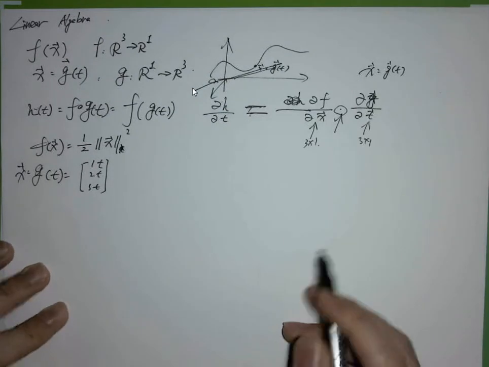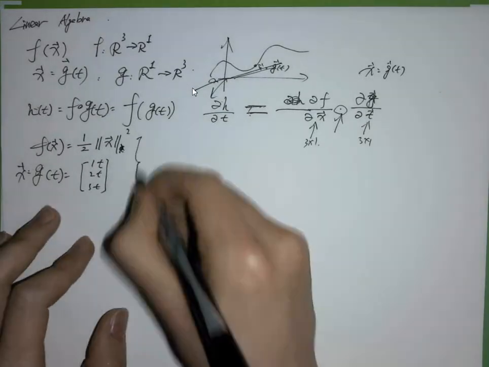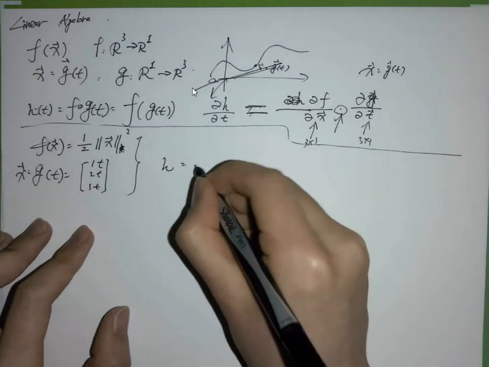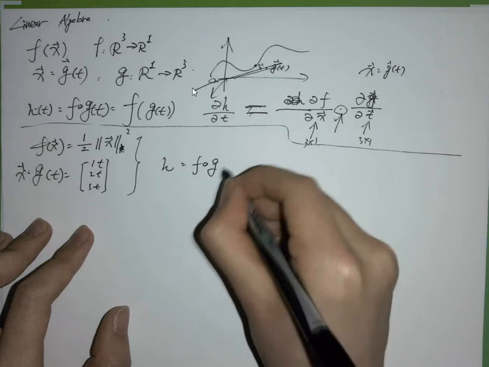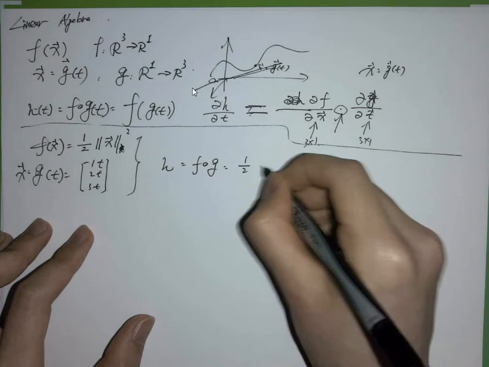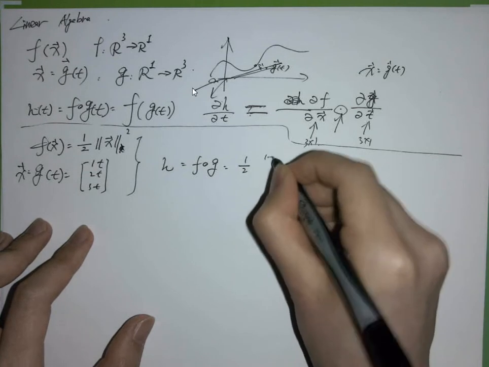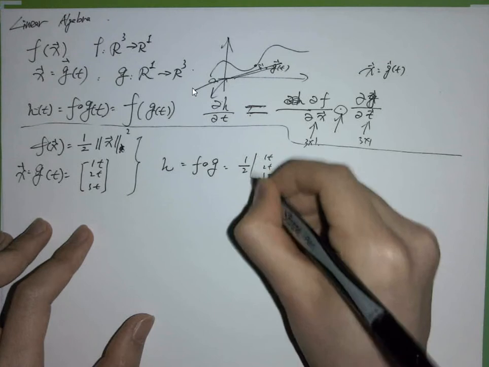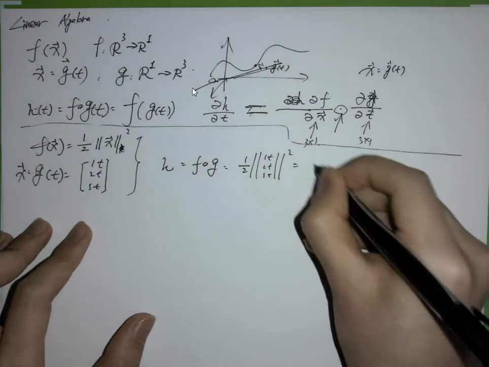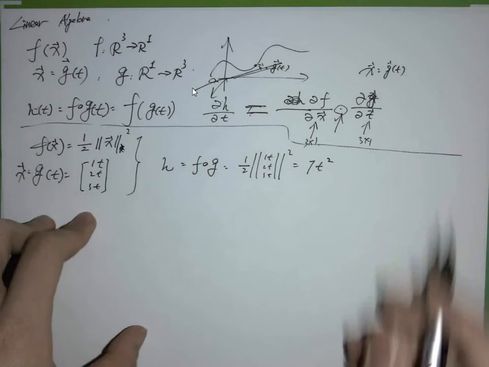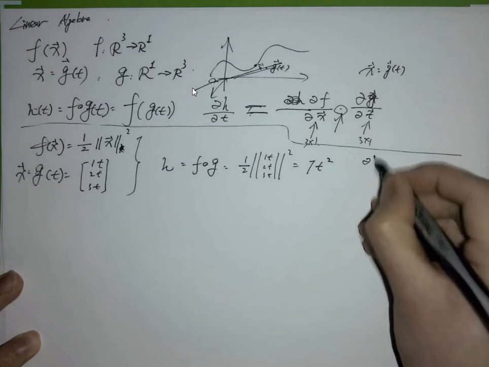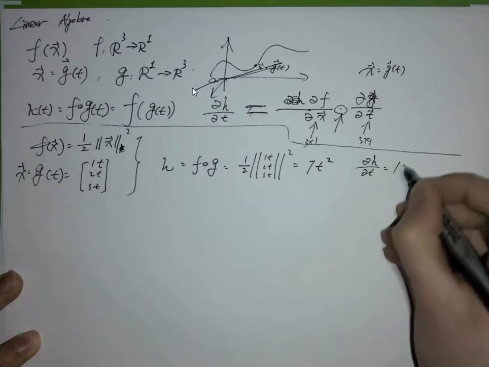All right. So this is my example. The h function is simply f compose g. If I write it down explicitly, it will be 1/2 of this vector (1t, 2t, 3t) squared, and it's 7t squared. It's a simple function, so I can just substitute it inside. And then we should be able to know that dh/dt is just 14 multiplied by t, right?